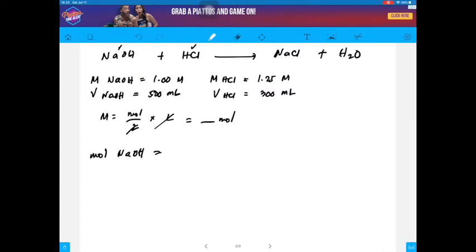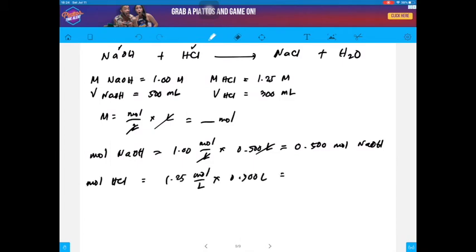We need to multiply the concentration of sodium hydroxide by its volume and the concentration of hydrochloric acid by its volume. Take note that the volume should be in liters in order to cancel out the units. So what we have here is 0.5 moles of sodium hydroxide and 0.375 moles of hydrochloric acid.